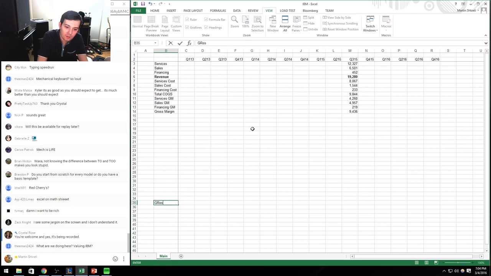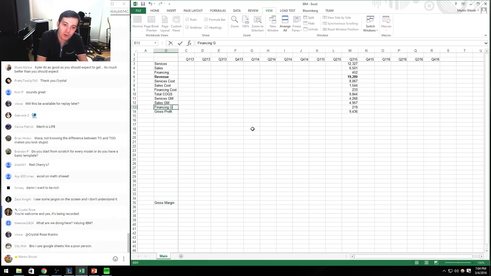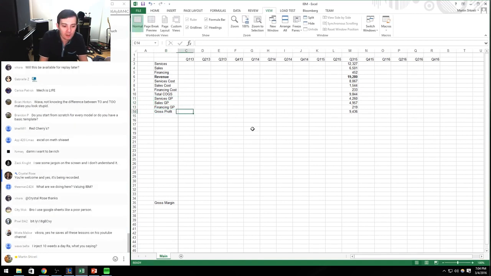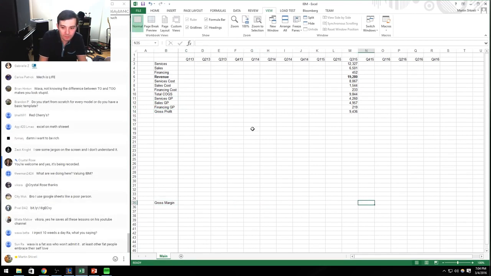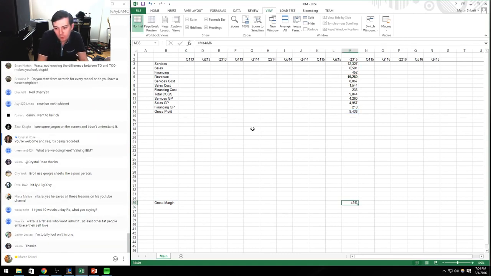Let's do that. Gross profit instead of gross margin, although those are sort of the same. So we can see for IBM, their gross margins are about 49%. Does anyone remember what Apple's were? Apple's gross margins?